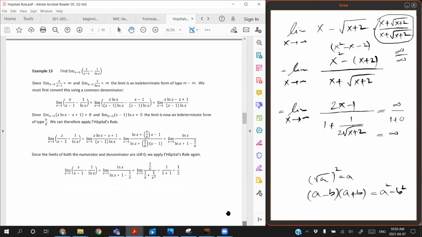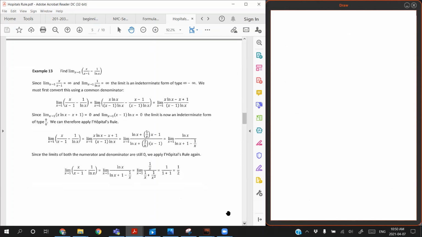Let's do this last example. For this one, I'm using this algebra skill. If I have a over b minus c over d, that's going to be ad minus bc on top over bd at the bottom. So just common denominator is going to be bd. That means I have to multiply the numerator and the denominator of this one by d, and the numerator and the denominator of this one by b. So I have a common denominator, and that's going to be ad minus bc on top and bd at the bottom. For this limit problem, I have a fraction minus fraction.